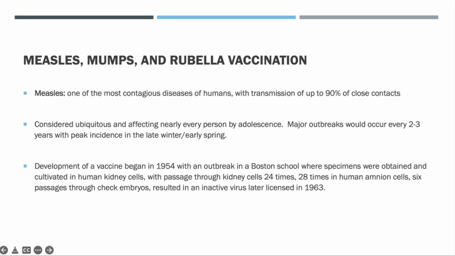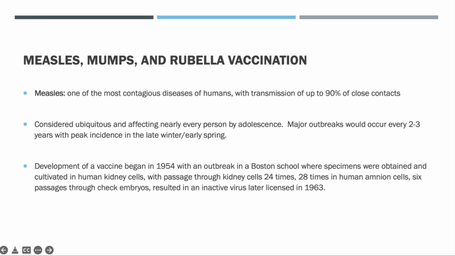So, moving ahead a bit in history, we have measles, mumps, and rubella vaccination. Measles was one of the most contagious diseases in human beings. Transmission of up to 90% of close contacts. At the time period, it was considered ubiquitous and affected nearly every person by adolescence. We would have major outbreaks every 2 to 3 years, with peak incidence in the late winter and spring.